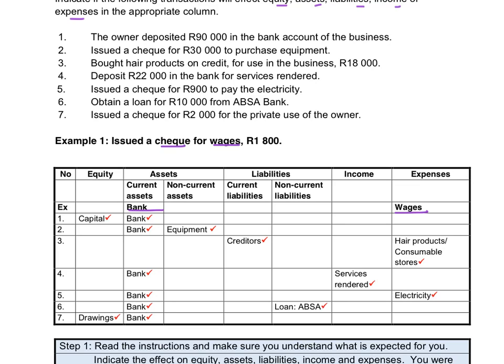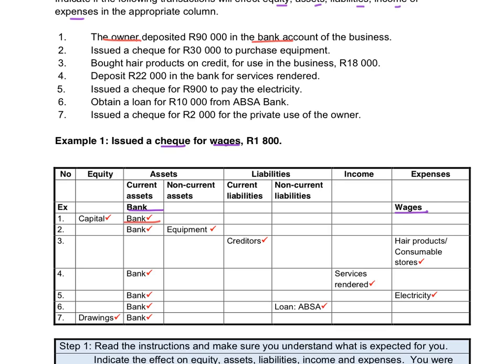The owner deposited 90,000 in the bank account. So one account will have to be one of the owner's accounts, and the other account will have to be the bank. So money is put into the bank, so current assets will increase. The owner has two accounts in the business, capital and drawings. If he puts money into the account, it will be capital. If he takes money out of the business, it is drawings.